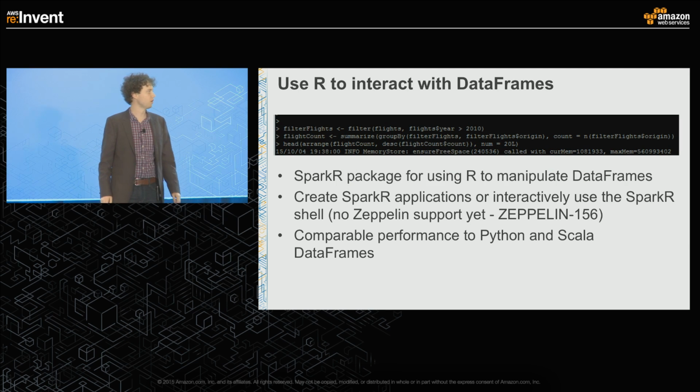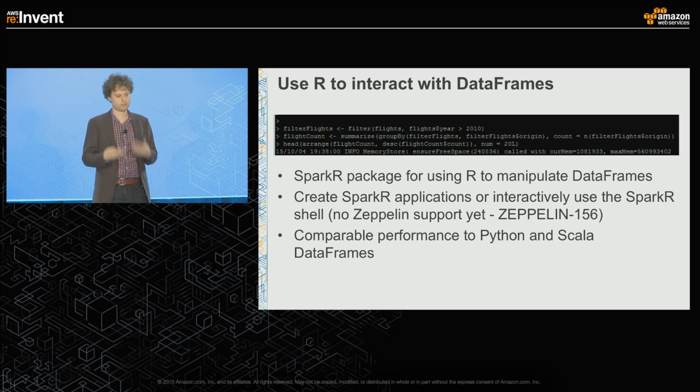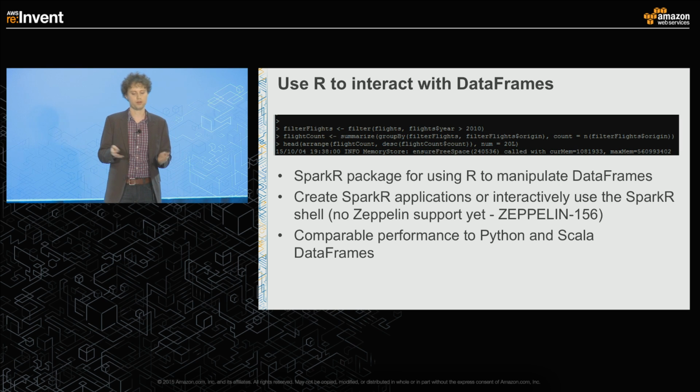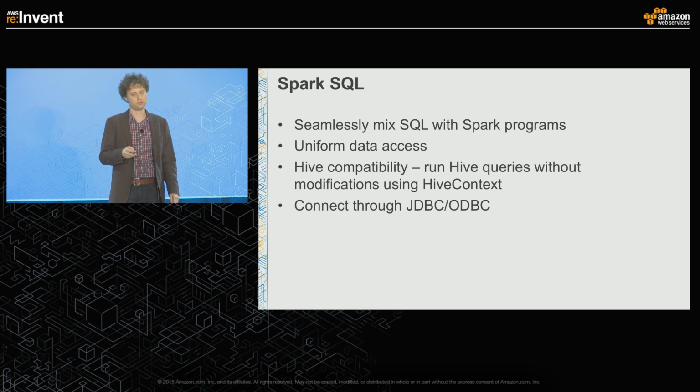Quick example of R. Spark R is available in the latest few releases of Spark. You can access it in the Spark shell. You can create a Spark application that's executing queries with R. And it's got comparable performance, we found, to Python and Scala data frames as well. And hopefully there'll be support in Zeppelin soon for it.